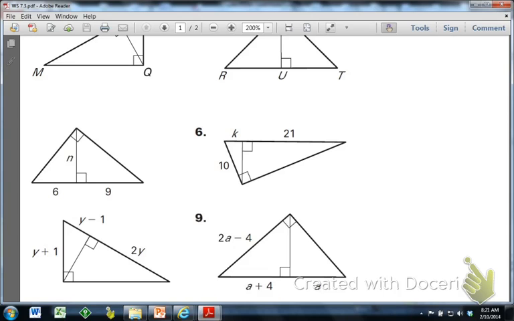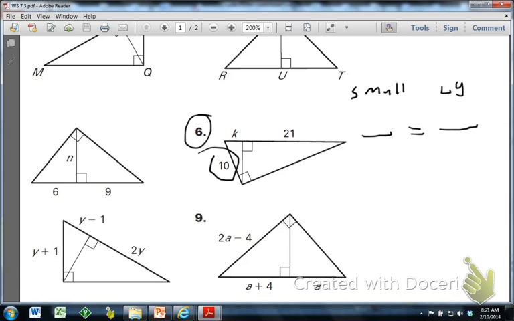Okay, here's a typical problem from section 7.3. We're going to do number 6. And we're asked to solve for K. Now, the way I go about solving this problem is the first thing I do is I look at it and I say, okay, which is the shared side? Of the information that they give me, I ask which is the shared side. Is it the K, is it the 21, or is it the 10? Well, it is the 10. The 10 is the shared side. It's being shared by the smallest triangle and the largest triangle.